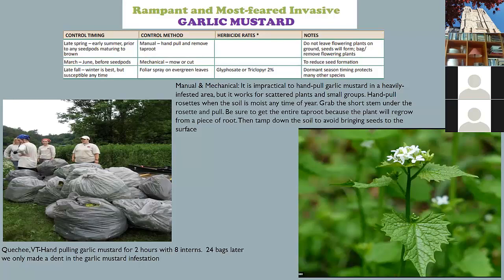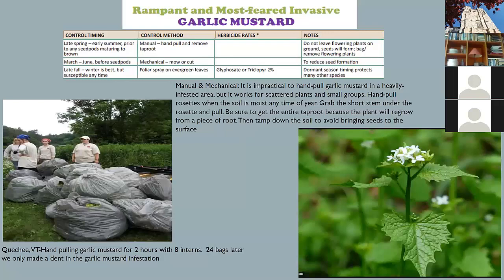Oh, and I forgot to mention on the other slides, this chart at the top is from Virginia Department of Forestry. So they have control timing, control method. They list manual, mechanical, and foliar spray, the herbicide rates, and any notes to include with each invasive species.